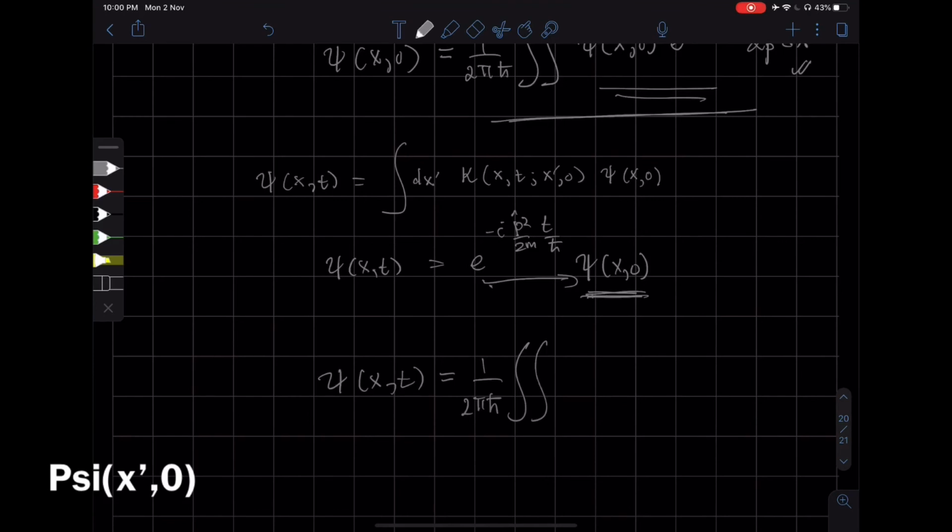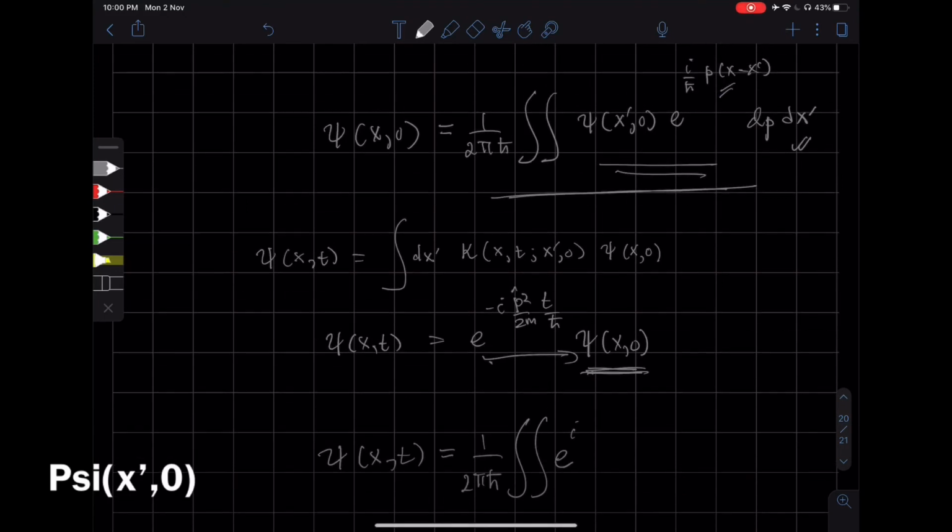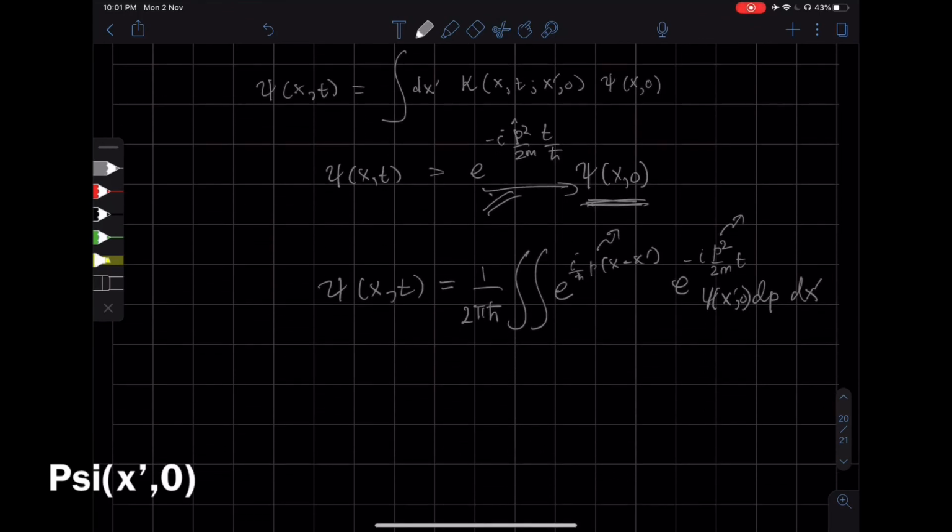And now we have a double integral, and of course we will have the usual e to the power i over h bar, p times x minus x prime. But now we are also going to have, as an effect of this operator acting here, e to the power minus i p squared by 2m t, where p now is just this number p. It's not the operator anymore. And then we'll have an integral over dp and an integral over dx prime, and we are also going to have psi here with x prime and 0. So this is the expression we get.